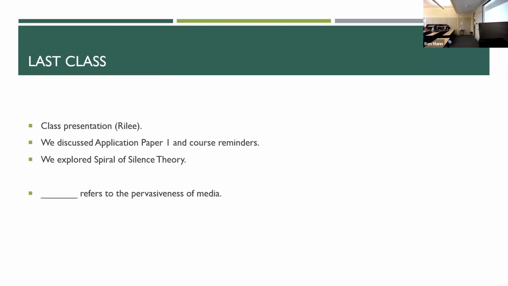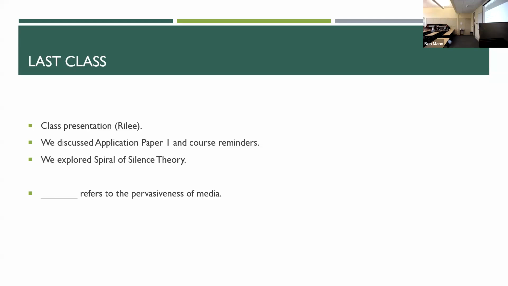We also talked about the first application paper, right? So this is week four, and that paper is due by the end of week number six. This is the paper that's asking you to pick one of the theories from the first half of the term and apply it to an artifact or piece of communication. You'll do two application papers, and then your final assignment of the course is to do a revision, an expanded version of one of the two.